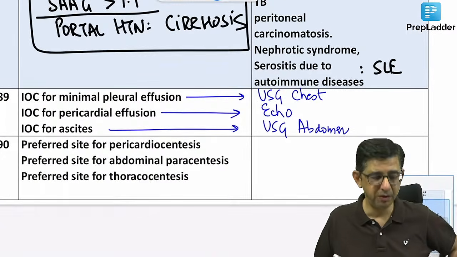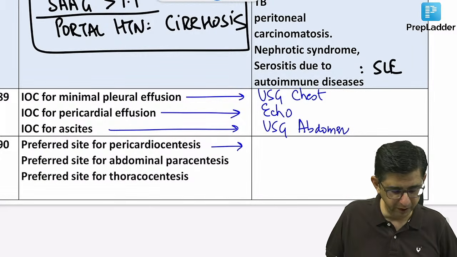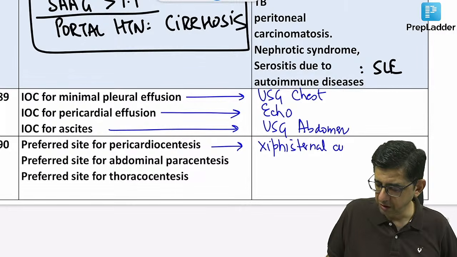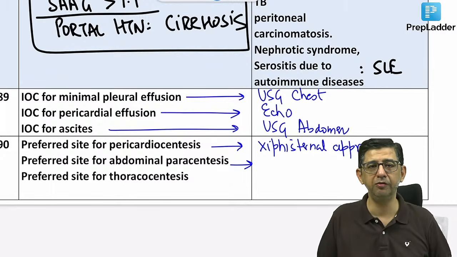Okay, what is the preferred site for pericardiocentesis? Quick answers, please. Your answer would be given as xiphisternal. We will be using a xiphisternal approach. We will not be using any intercostal approach, but a xiphisternal approach for pericardiocentesis. It would be echocardiographic guided.